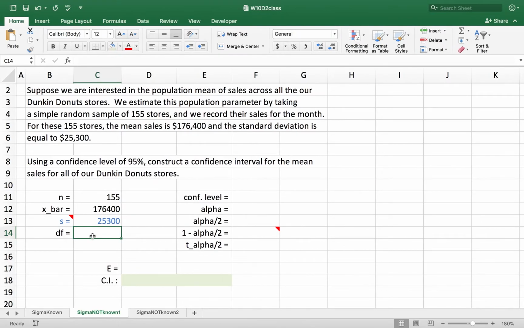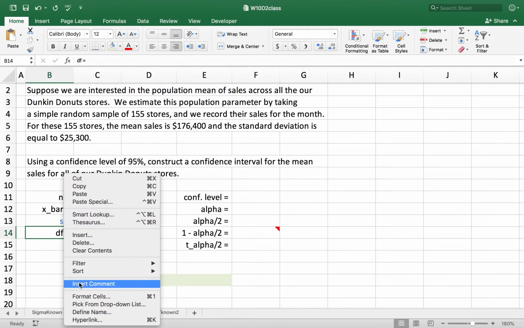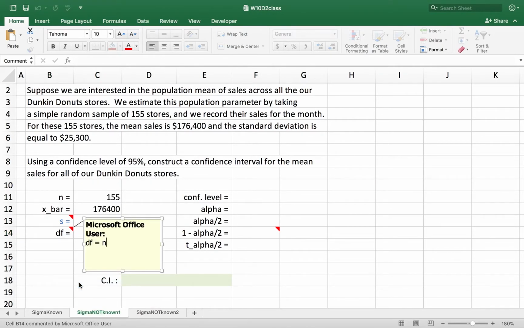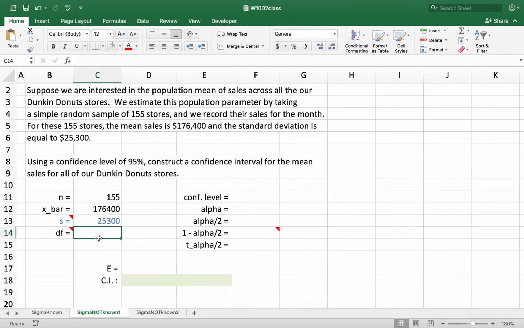The last bit that we can fill in is our degrees of freedom. We might want to leave ourselves a note here. df is really just n minus 1, and that'll be the case for all the examples that we have to compute degrees of freedom by hand. So in our case, our degrees of freedom, which is going to help us choose the correct t-distribution to use, is 154.